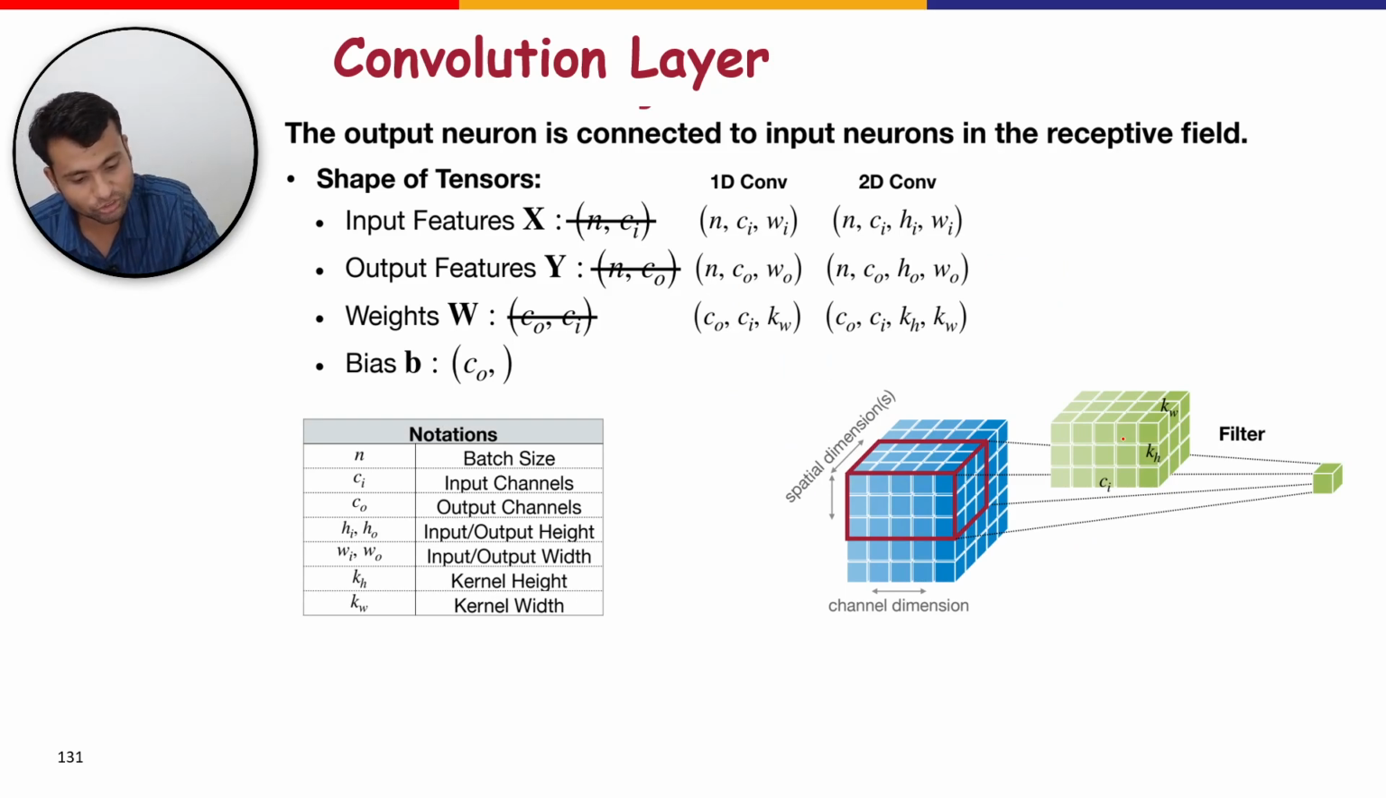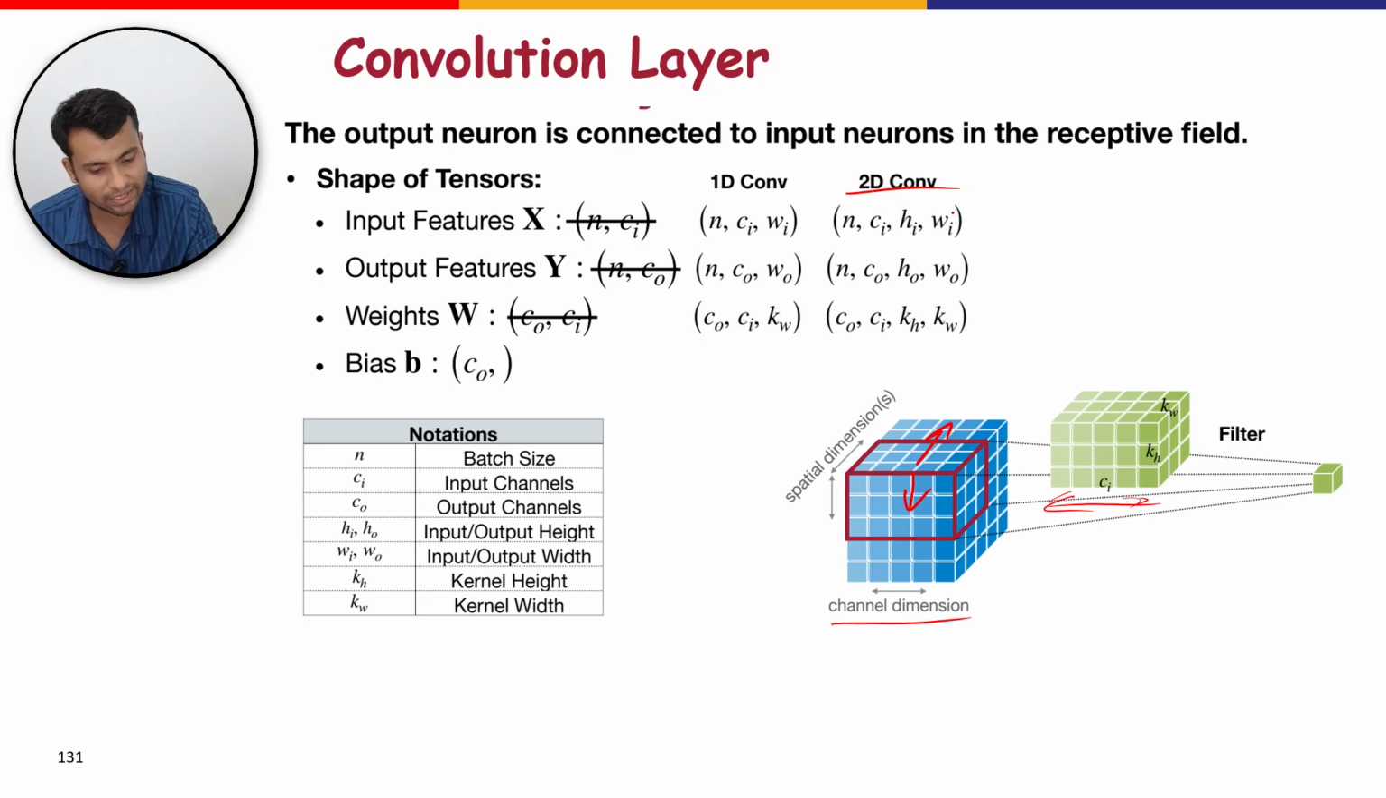So in 2D convolution, as I said, the channel dimension depth of the filter has to match the input channel dimension. And the flexibility we have is to move this filter in this direction and in this direction, the spatial directions. Therefore this is known as 2D convolution.